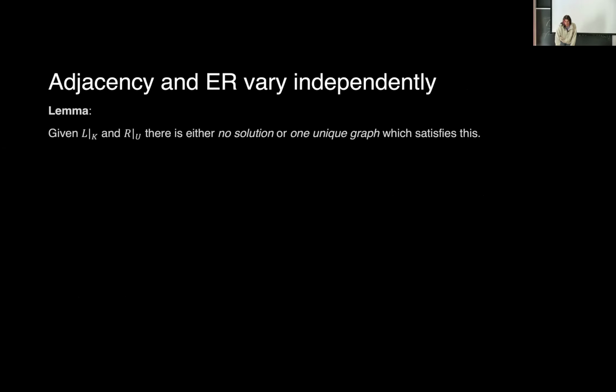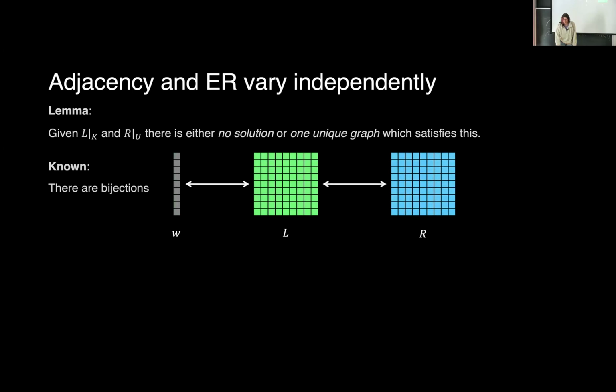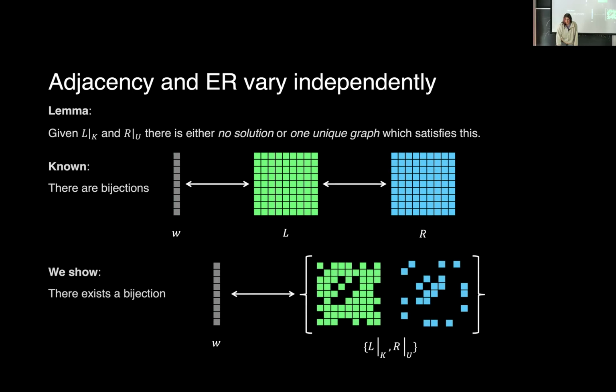We have that adjacency and effective resistance vary independently from one another. So we have this lemma, which I've modified here. Now I say there's either no solution or one unique graph. The reason for this is that we can ignore the case where there's no solution, because in that case, you have a bad input and your resistances don't actually match the adjacencies you were given. What's known is there are bijections between the weight vector, the graph Laplacian, and the resistance matrix. What we show is that there's a bijection between the weight vector and this partial information on the Laplacian and partial information of resistances, where they complement each other exactly. That's what I mean by varying independently.